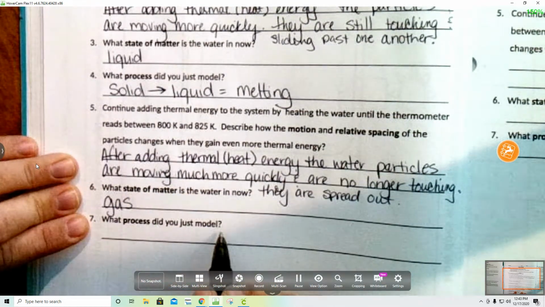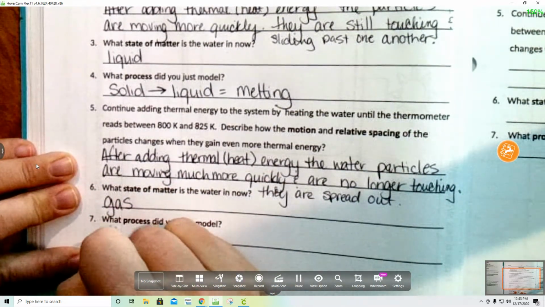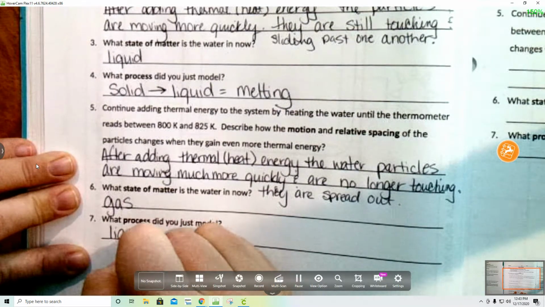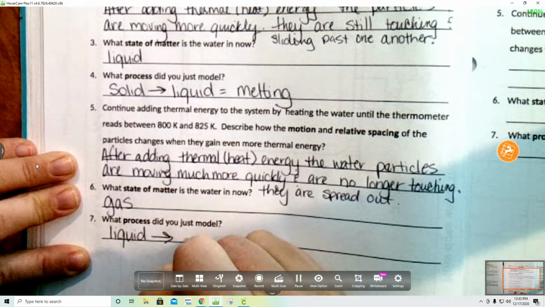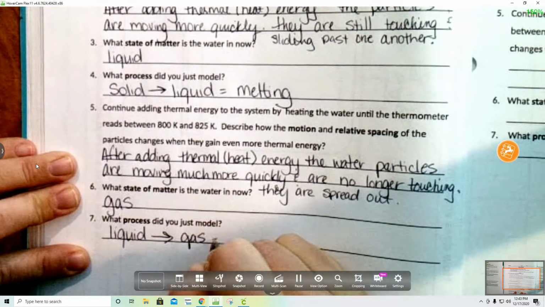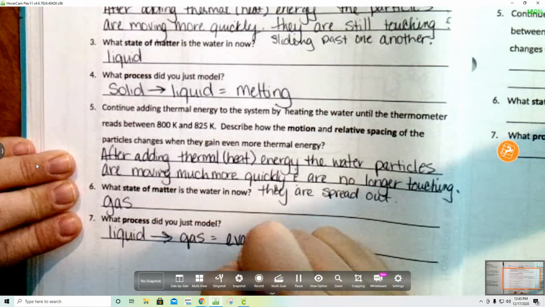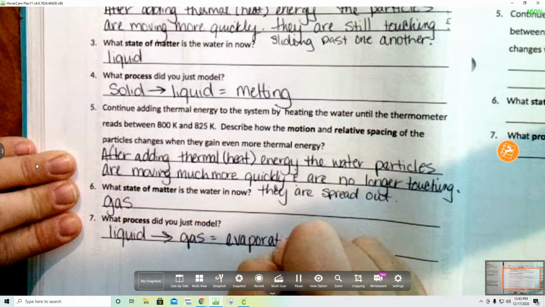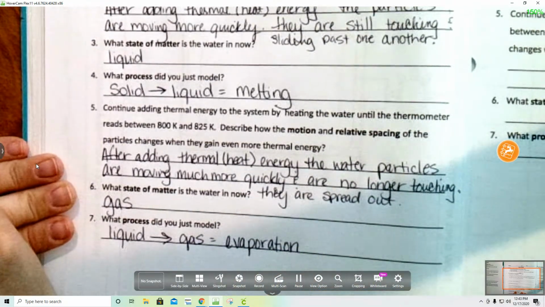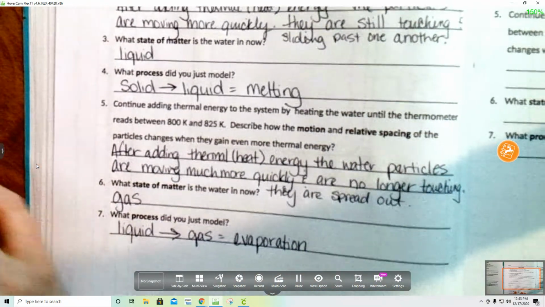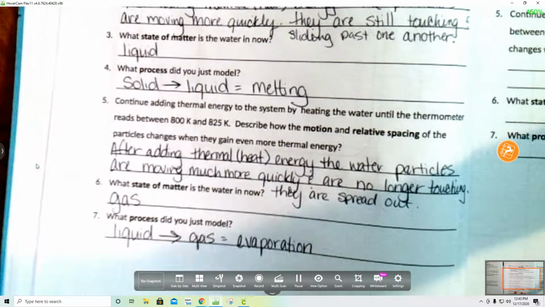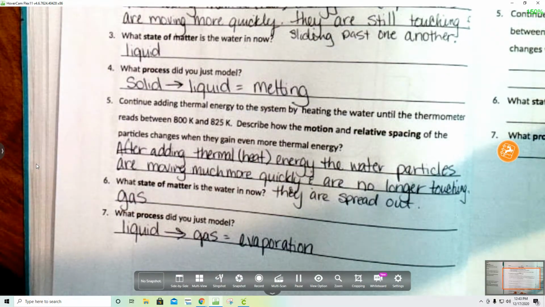And what process did we just model? Well, we went from a liquid to a gas. What process is that? Evaporation. And again, pause this if you need to catch up, if I'm going too fast. All right, let's continue on to part 2 of the investigation.